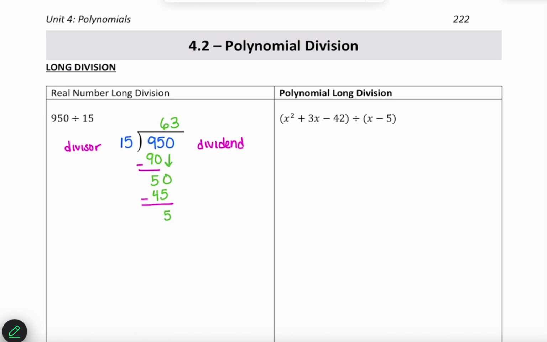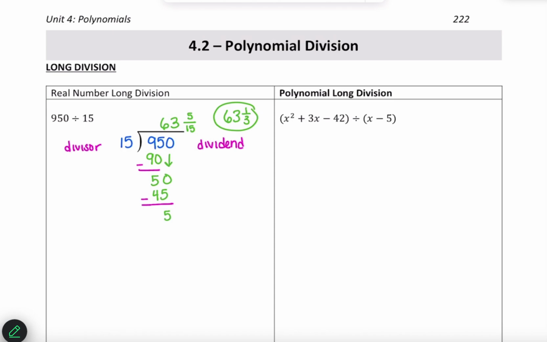What we can do is rewrite the remainder as a fraction over the divisor. So 5 over the divisor, which is 15, and we can reduce that fraction. 5 over 15 is 1/3. This is just 63 and a third, and that's how we get that 63.333. Remember what we did here, because we're going to do the same thing with dividing polynomials.